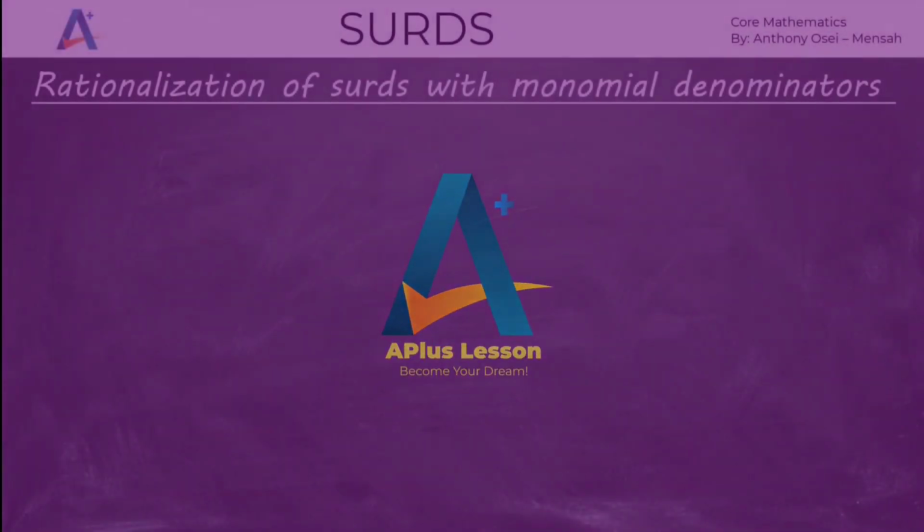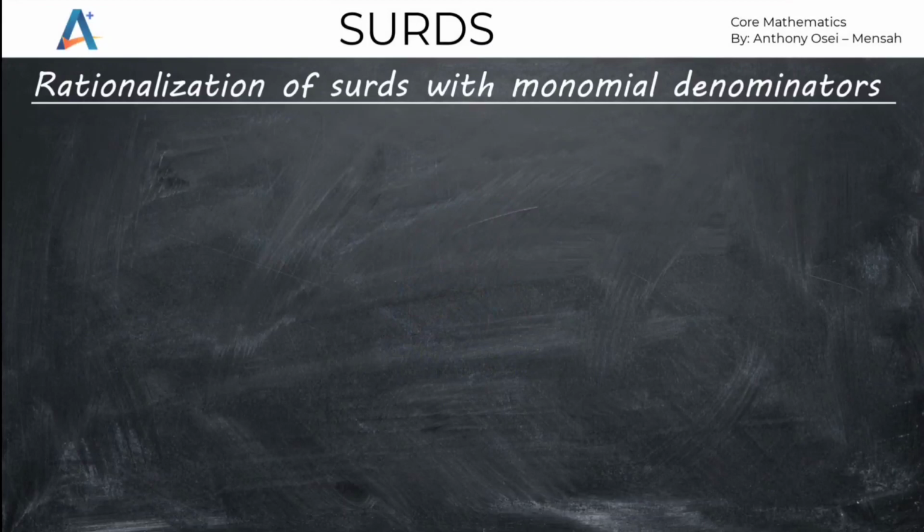Part of surds, we want to go to another stage called the rationalization of surds with monomial denominators. Now, this is just rationalizing surds. If you have a surd and you want to rationalize it, it means you want to take it to the fractional form or make it a rational number. So if we check this, maybe I have 1 over root of 2.